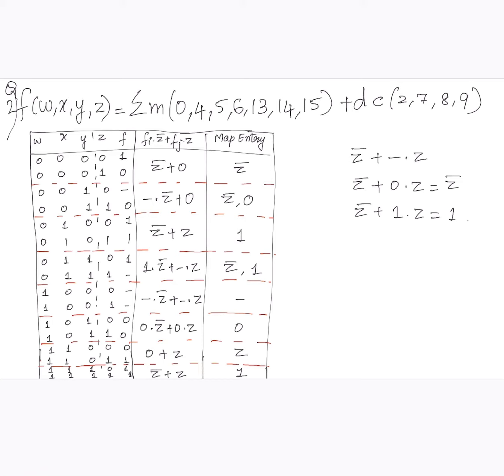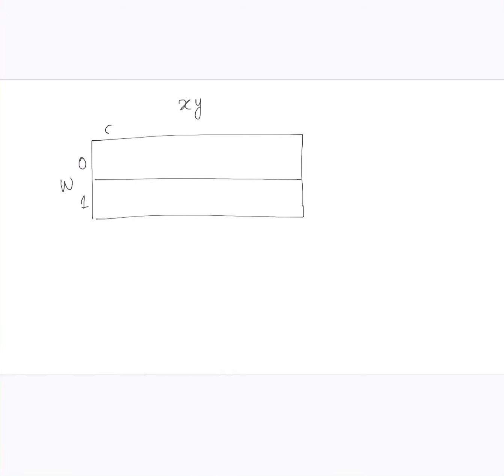So the next step is to draw a truth table with the map entries. The map can be drawn with W as 0, 1 and XY as 00, 01, 10, 11. Writing the values: z bar comma 0, 1, z bar comma 1, dash, 0, 1, z.